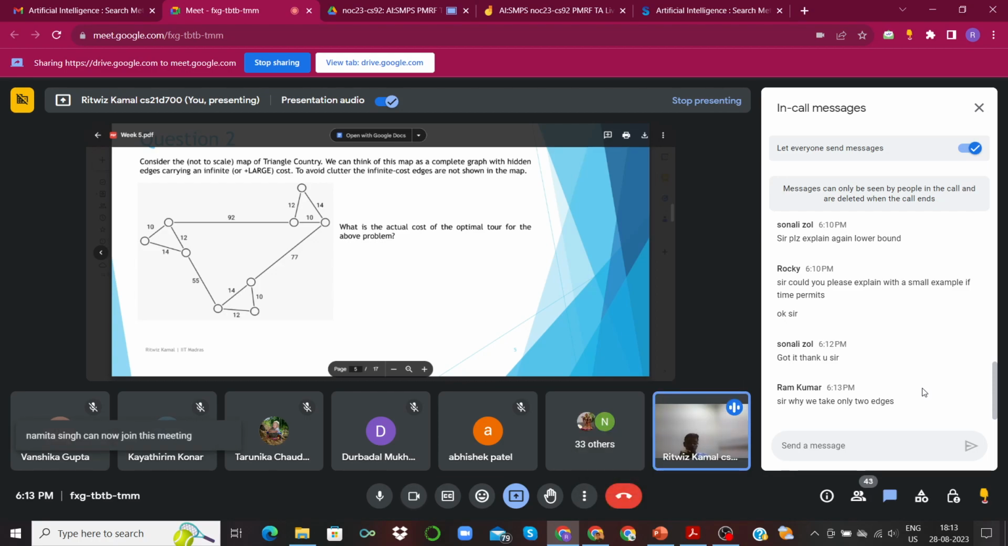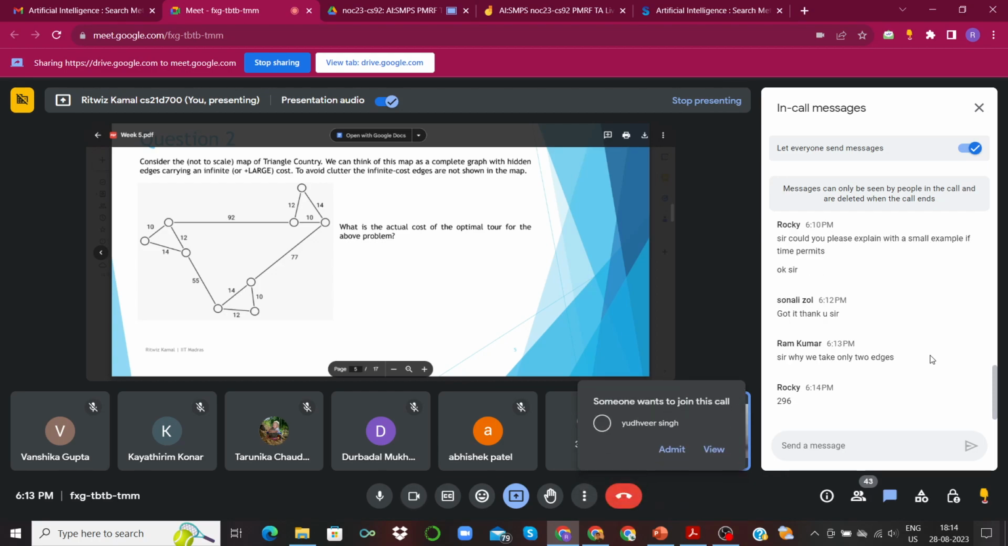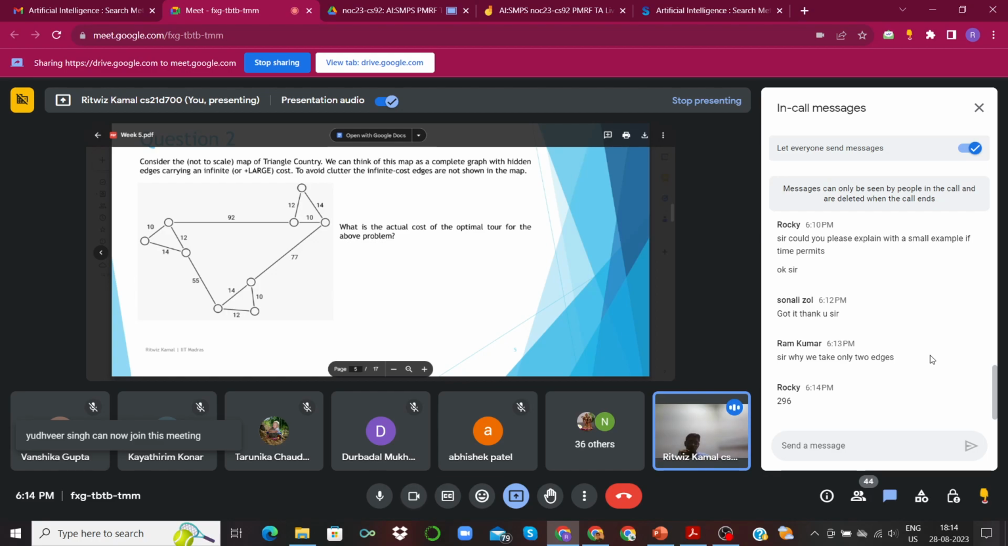Good question, Ram. We are taking only two edges because when we are trying to construct a tour, each node can be connected to two edges at once, right? We are trying to find a tour through the graph, so in that final tour that we are going to get, each of these nodes will be connected to two edges. That's why we are considering two edges.